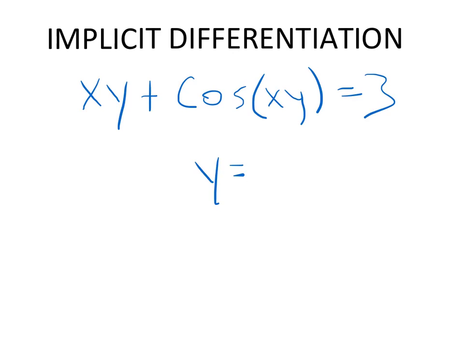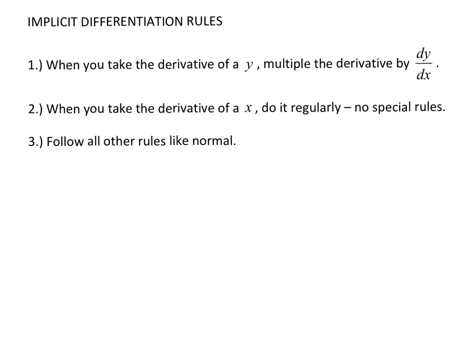So first we need to know a couple rules about implicit differentiation before we move on. Our first rule says when you take a derivative of y, you're going to multiply that derivative by dy/dx. And this is because of the chain rule. So if you have something like y cubed, the derivative of it is going to be 3y squared, and then we'll use the chain rule to multiply it by dy/dx.